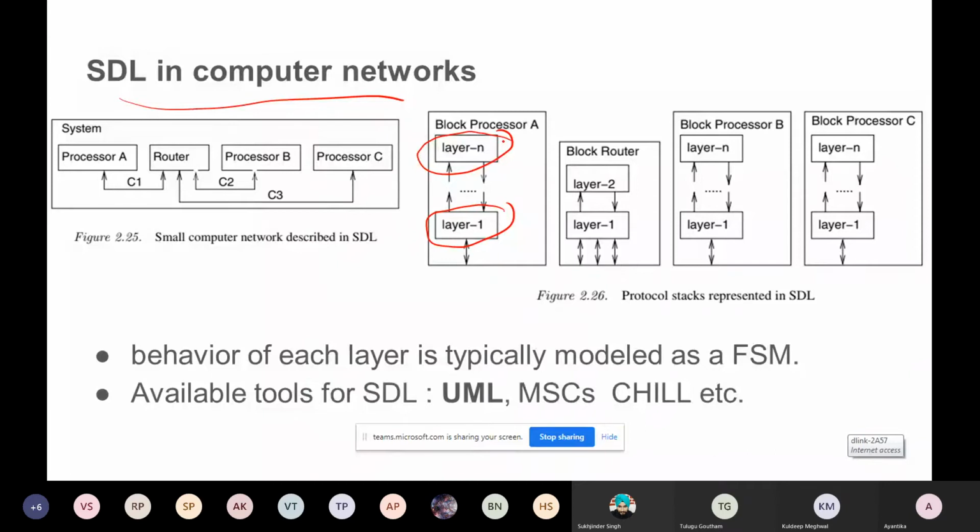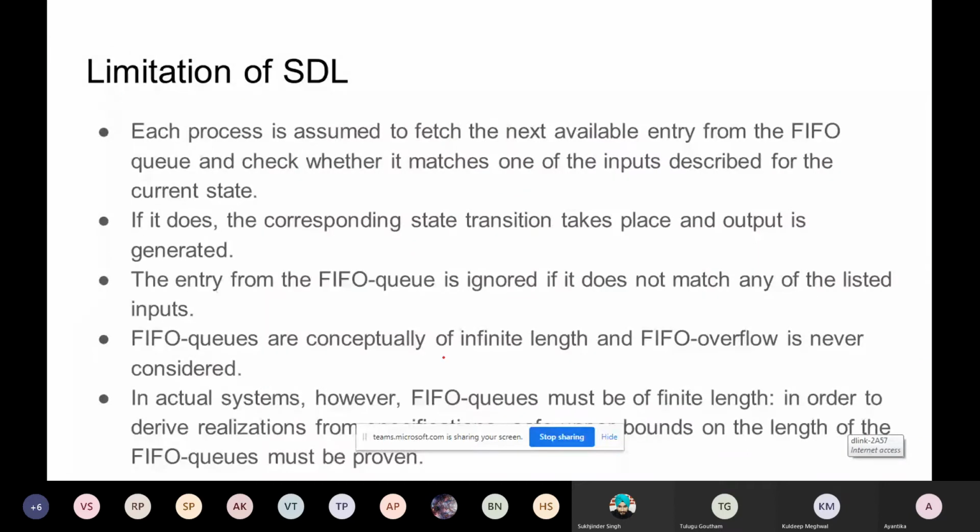But again, what is the limit? So this is the basic idea of HDL and why we are thinking of HDL over FSM. But what is the limitation of HDL? The main limitation is the use of this FIFO-Q that we have already mentioned.